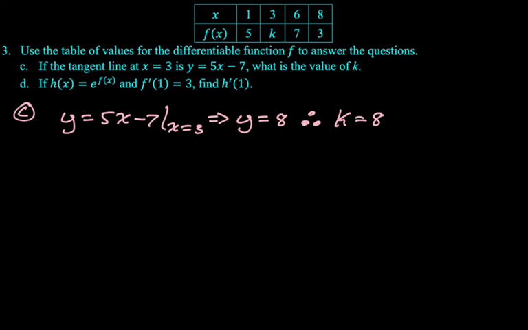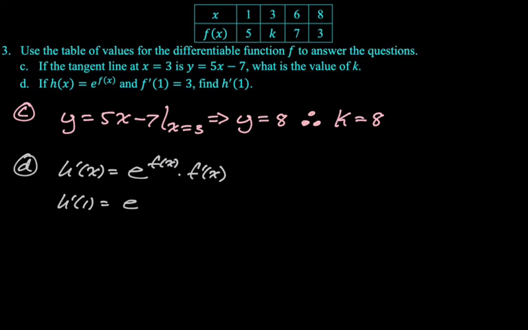All right, if h of x is e to the f of x and f prime of 1 is 3, find h prime of 1. Okay, so we're going to need to find h prime of x first, and this is a chain rule problem. So h prime of x is going to be e to the f of x times the derivative of f of x, so times f prime of x. Then we're going to plug 1 in. So if we plug in 1, we get h prime of 1 equals e to the f of 1 times f prime of 1.